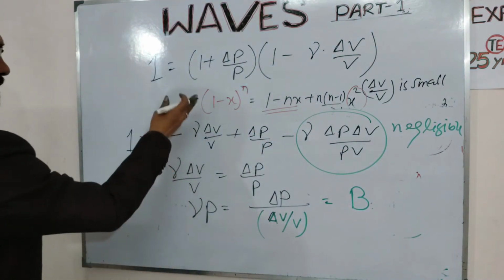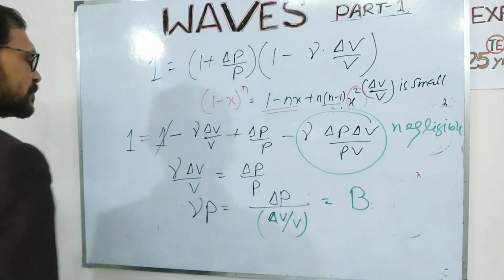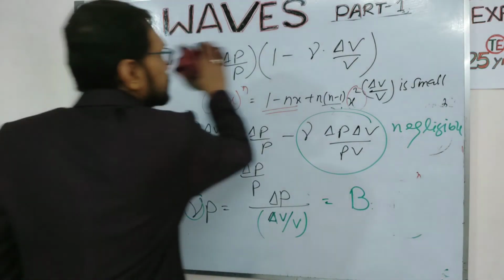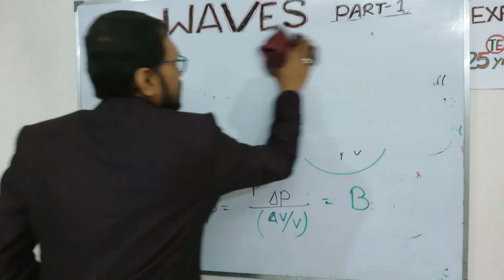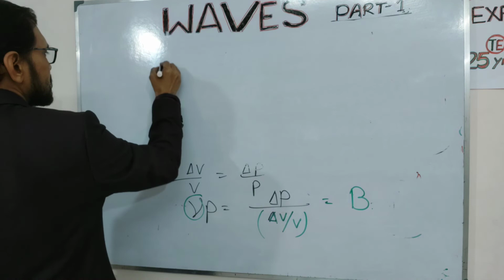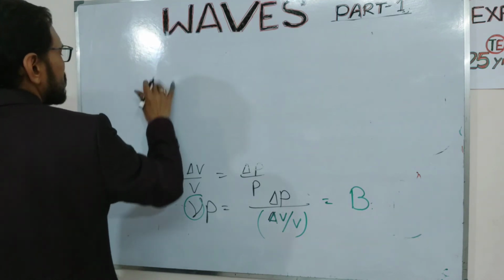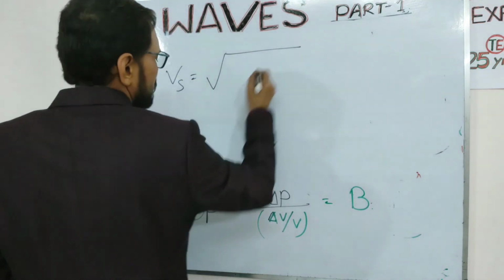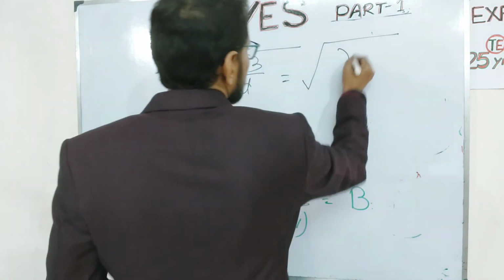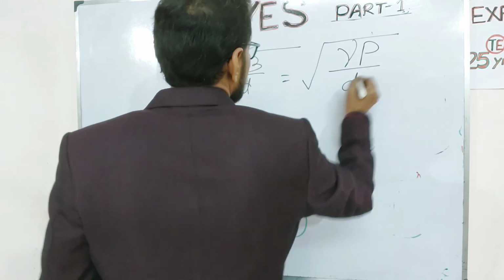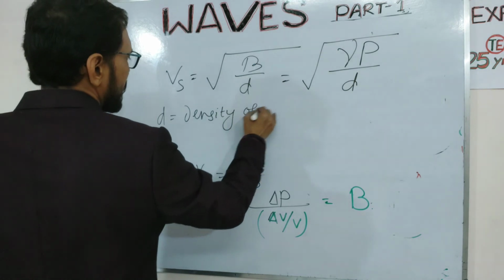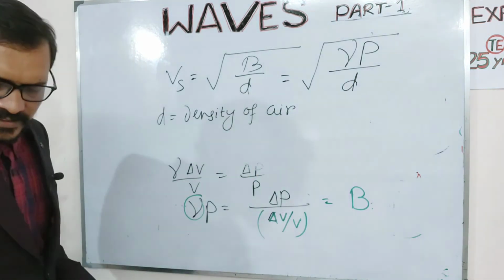So from Laplace theory we get bulk modulus equal to gamma P, not P. Here a factor gamma is present. So bulk modulus is equal to this. Now velocity of sound equals root over bulk modulus B by D, which is root over gamma P by D. D is the density of air or any gas.